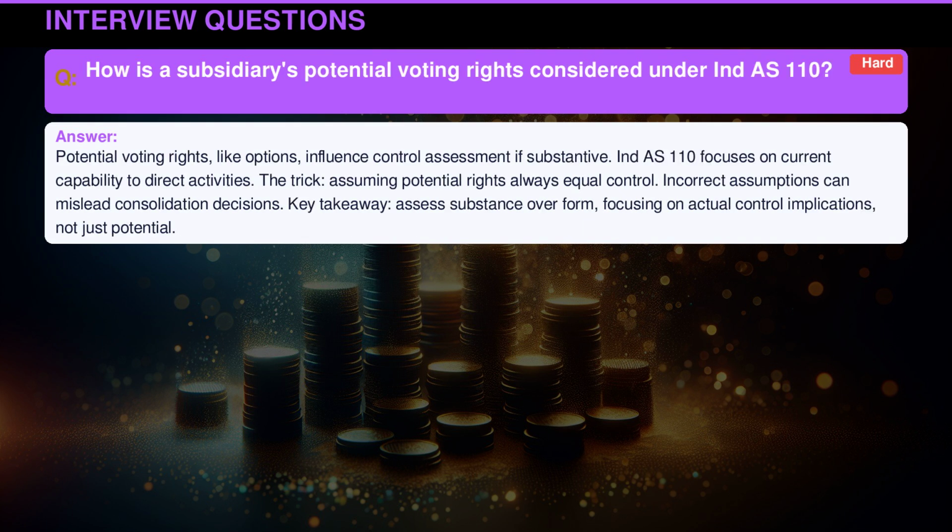Potential voting rights, like options, influence control assessment if substantive. Indian Accounting Standard 110 focuses on current capability to direct activities. The trick: assuming potential rights always equal control. Incorrect assumptions can mislead consolidation decisions. Key takeaway: assess substance over form, focusing on actual control implications, not just potential.